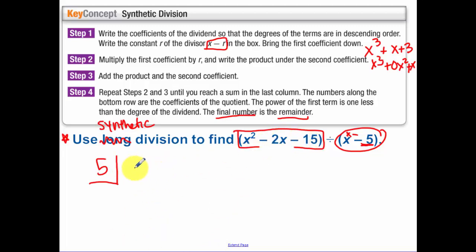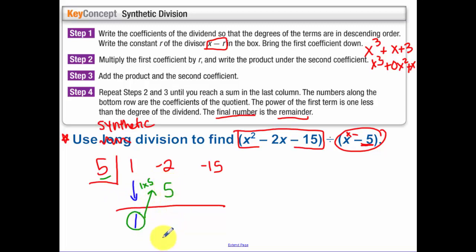So take those coefficients. My coefficient on the x squared is 1. My next coefficient is negative 2. My next coefficient is 15. Okay. Now what it means is bring the first coefficient down. Slide that 1 right on down. Then you take the 1 times the 5. So 1 times 5 goes here. 1 times 5, oh, that's 5.